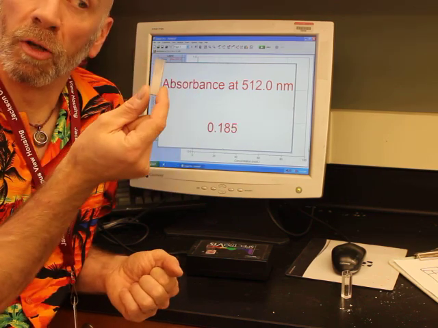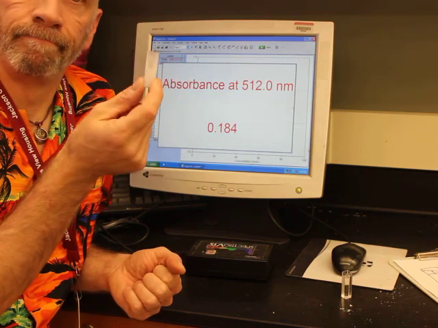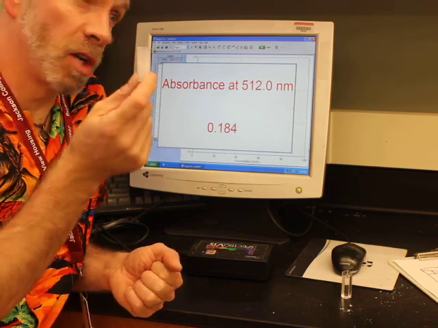But we're going to talk a little bit later about why you don't need to. Cool? There's your crash course on how to use a spectrometer.